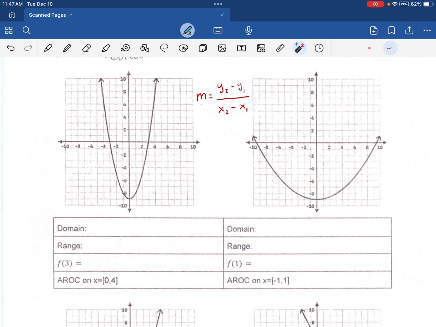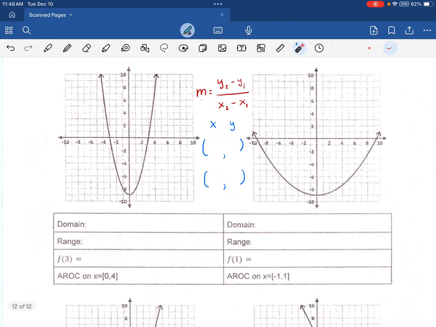Because we've got two y values and two x values, we're going to need two coordinate points. Remember, each coordinate point has an x value and a y value. Since I've got y1 and x1, those are going to go here: my first x value and my first y value go in my first coordinate point. And then x2 and y2 go in my second coordinate point, right here.